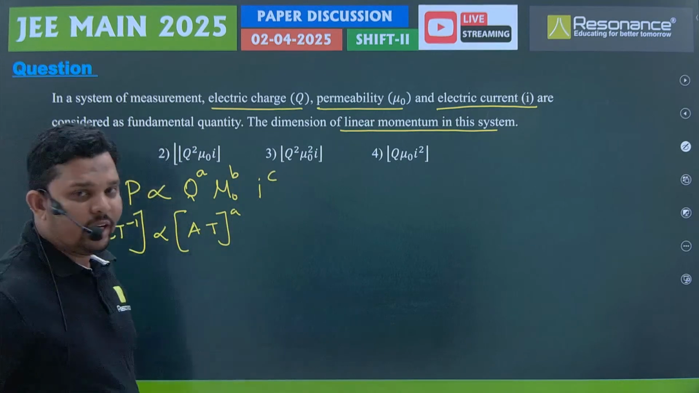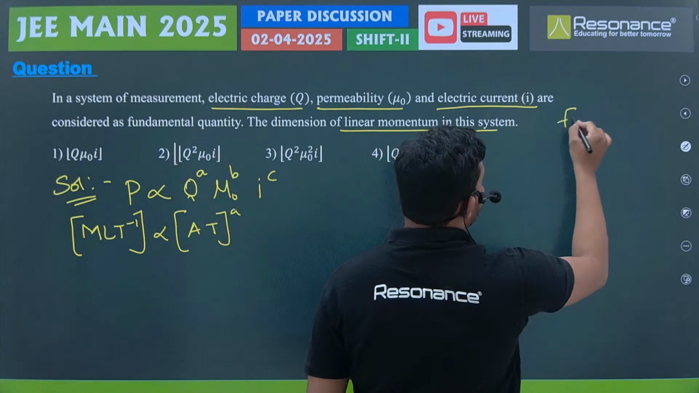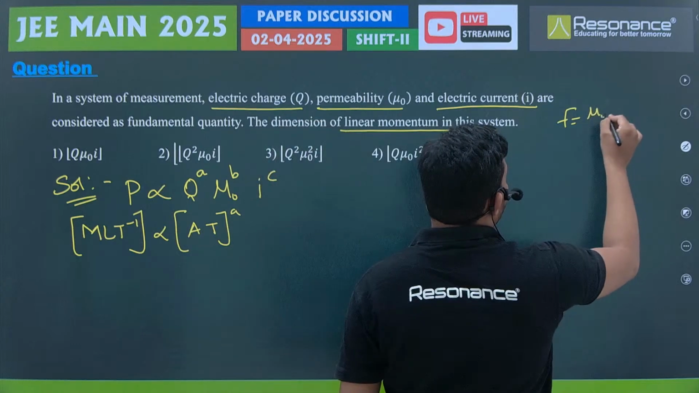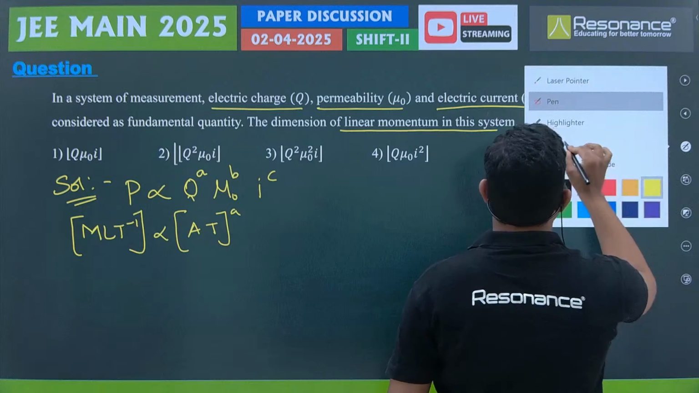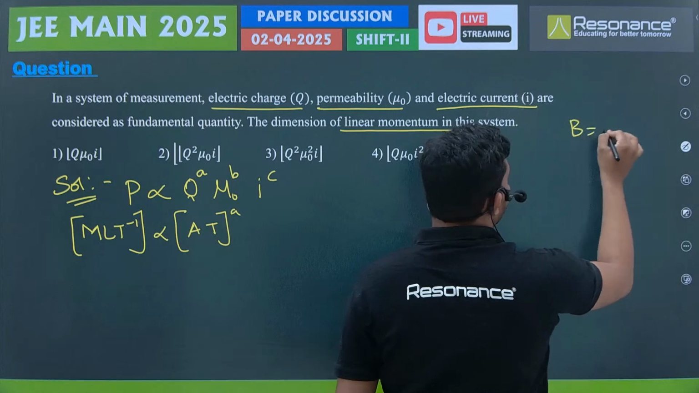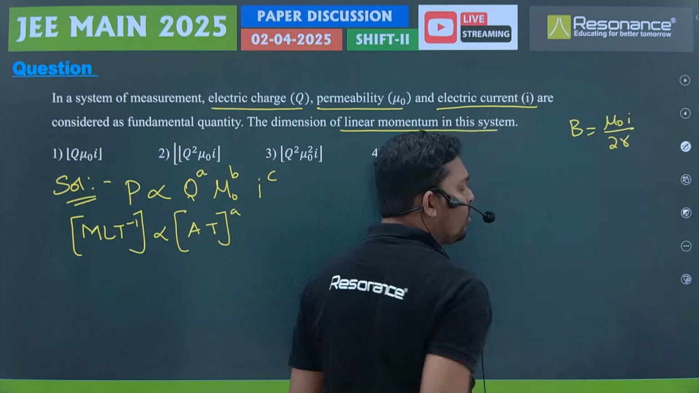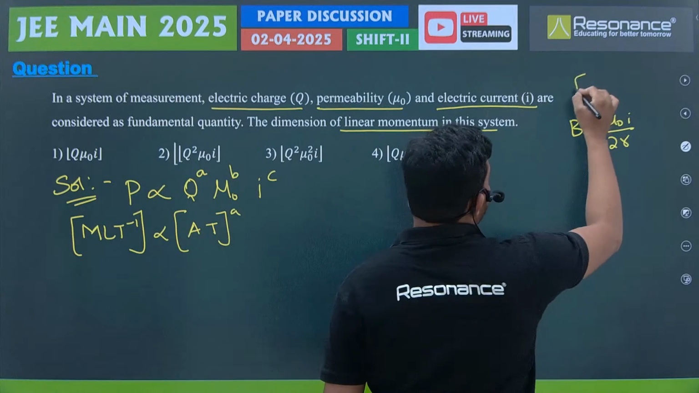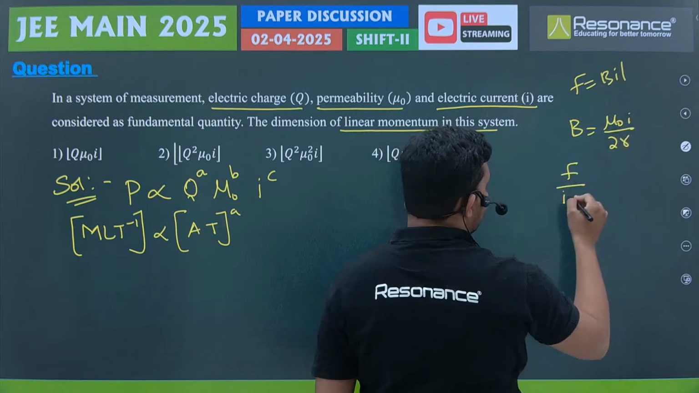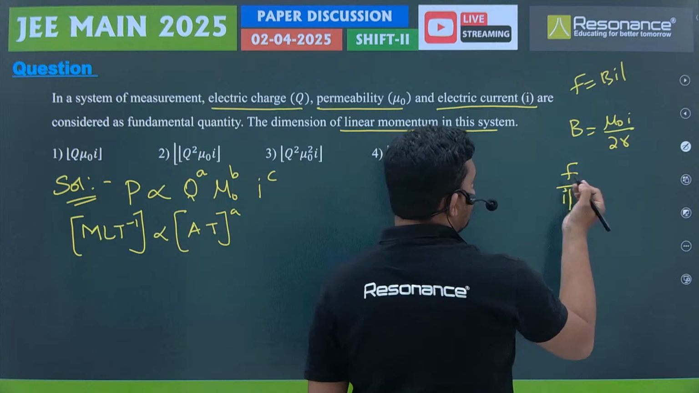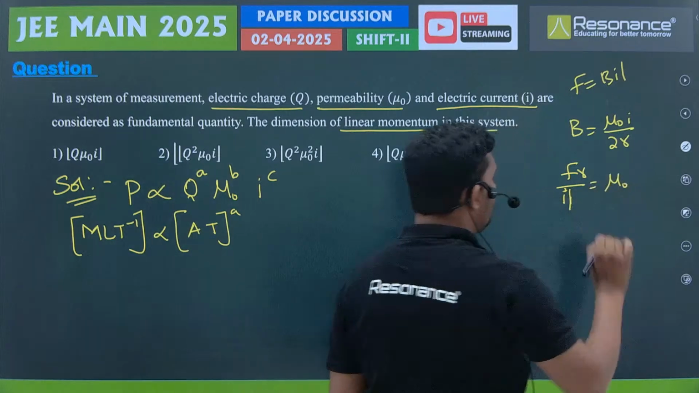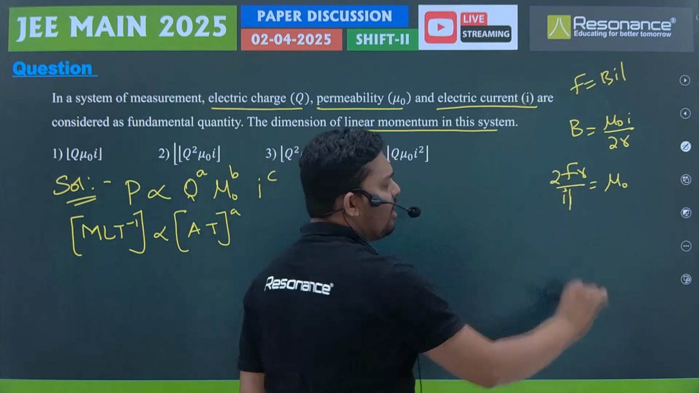So we have to go for permeability. I can say F is equal to BIL, or B is equal to mu naught I by 2R. So I take B is equal to mu naught I by 2R, and also we know F is equal to BIL. So B can be taken as F by IL. If I multiply by I, it will become I square, and with L and R, FR by I square L will be equal to mu naught, and 2 will also be there. Anyhow, we have to go dimensionally here.